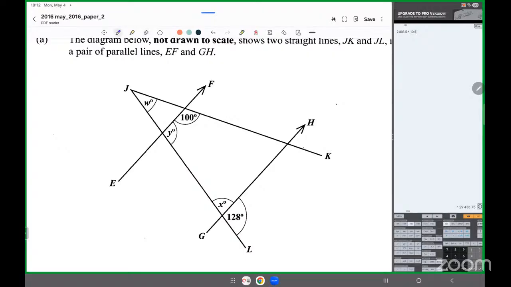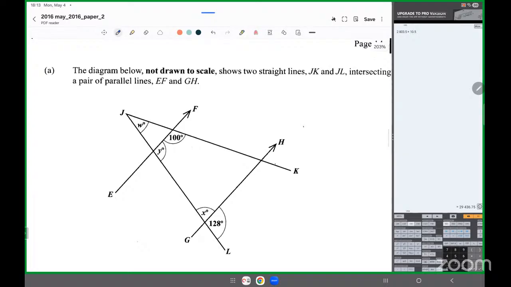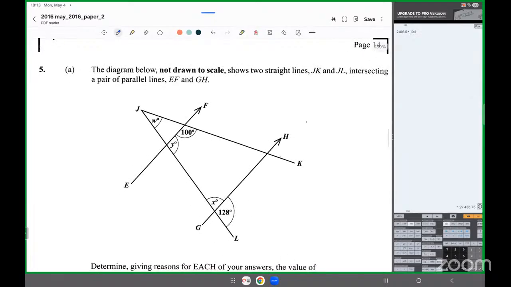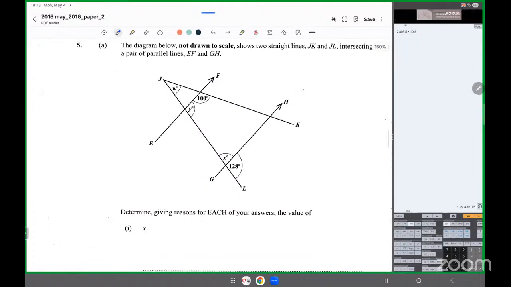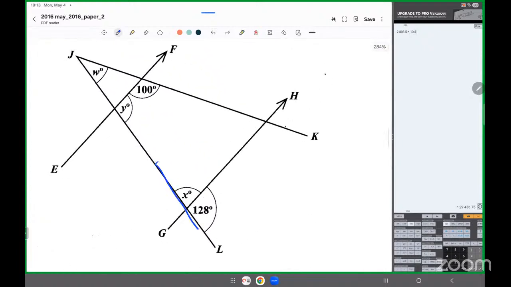But let's answer the question. Question says, diagram below, that is not drawn to scale, shows two straight lines, JK and JL, intersecting a pair of parallel lines. These are the parallel lines. And it says, determine, giving reasons for each of your answers, the value of x, the one x. Now for x, it's kind of simple. You can say total angle on a straight line is 180. So this angle becomes 180 minus 128, right? Because the total angle across is 180, isn't it?